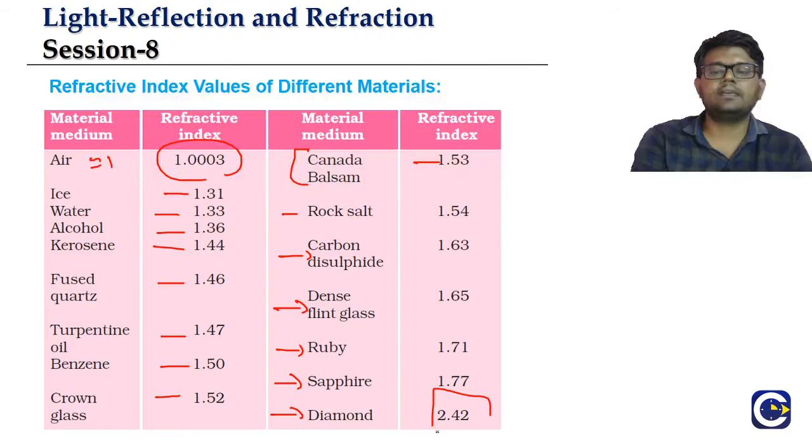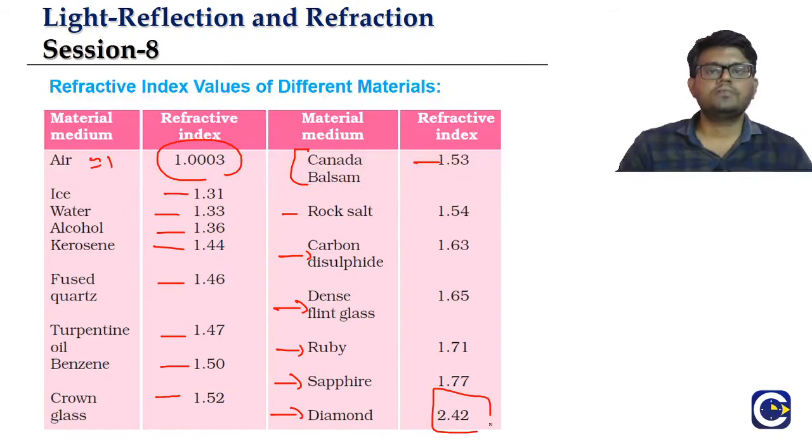We can see diamond is pretty high, 2.42, which means what? Higher the refractive index means the speed of light in the medium is that much lesser. Okay, so this is about the refractive index values of some common materials.